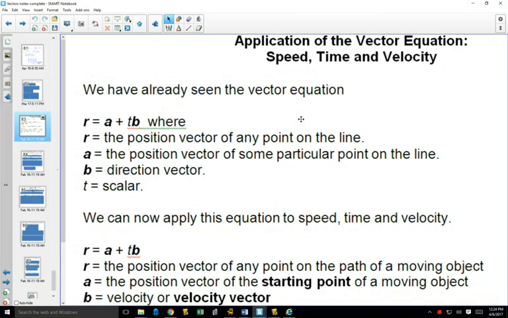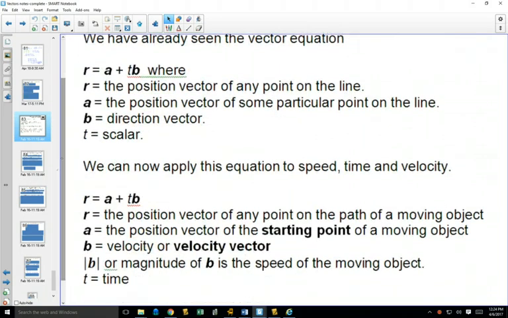All right. So vector equation, here's our vector equation. R is the position vector of any vector on that line. A was any point on the line, and B was our direction vector, and T was some sort of scalar. Now, we're going to apply that same idea with speed, time, and velocity.